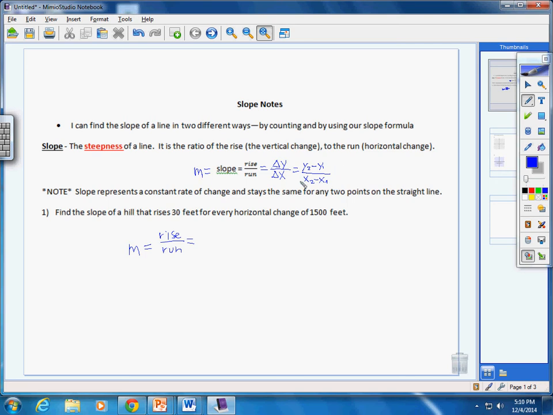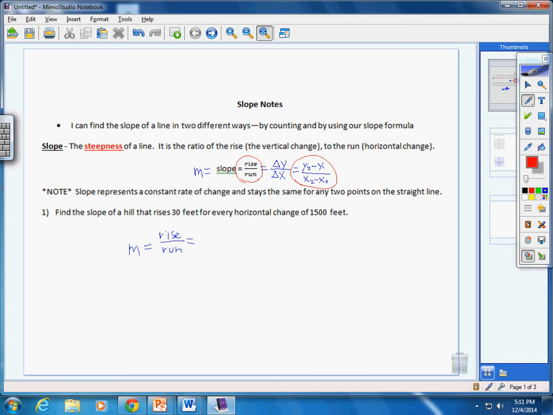Okay, all of these things are synonymous. That means they mean the same thing. But if you can remember that slope is rise over run, and if you can remember this formula right here, those are the two most important things of the day. Okay? So by the end of today, we're hopefully going to be able to say, I can find the slope of a line in two different ways. By counting, which means by using our rise over run method, and by using our slope formula. That's this guy. Okay, that's our goal for today, to be able to do that.